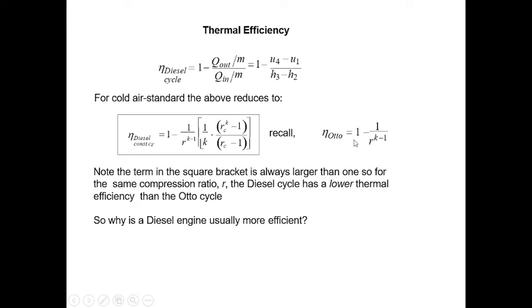from the efficiency of the Otto cycle, we have almost identical. We just had the addition of 1 over k times RC over RC, which is almost the same. But the term in the square brackets is always larger than the one. So for the same compression ratio R, the diesel cycle has a lower thermal efficiency than the Otto cycle.